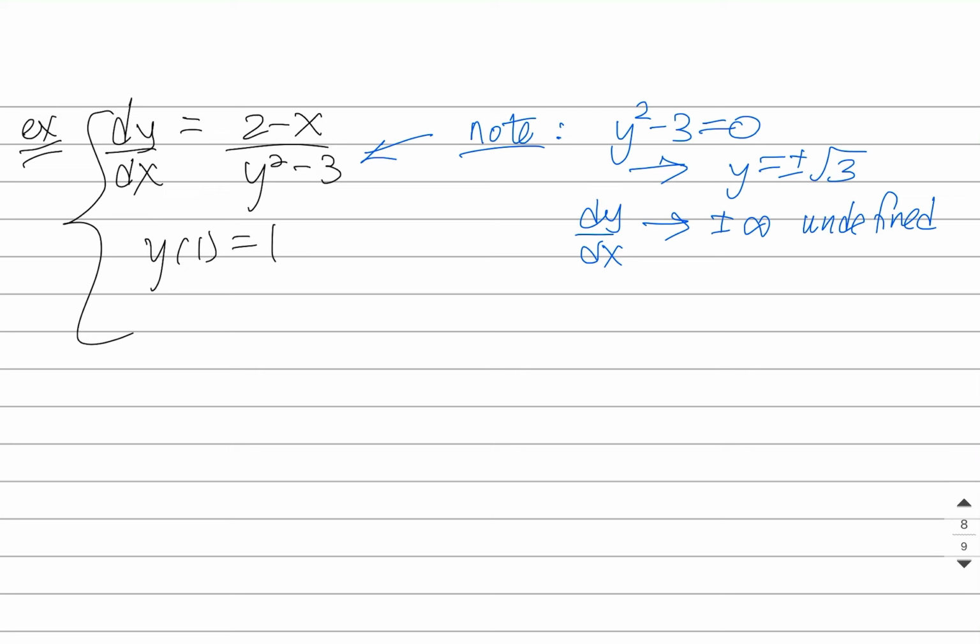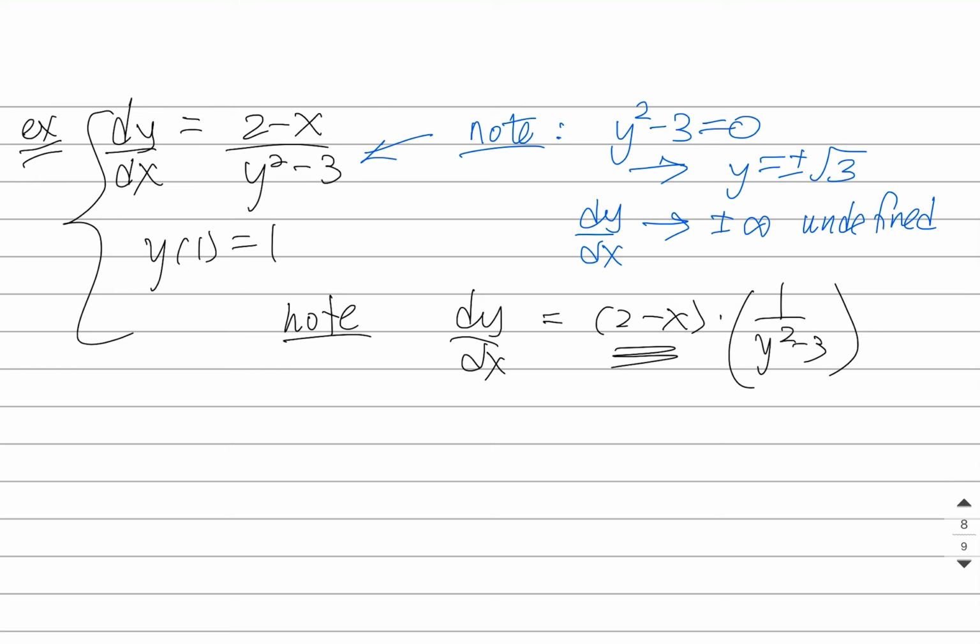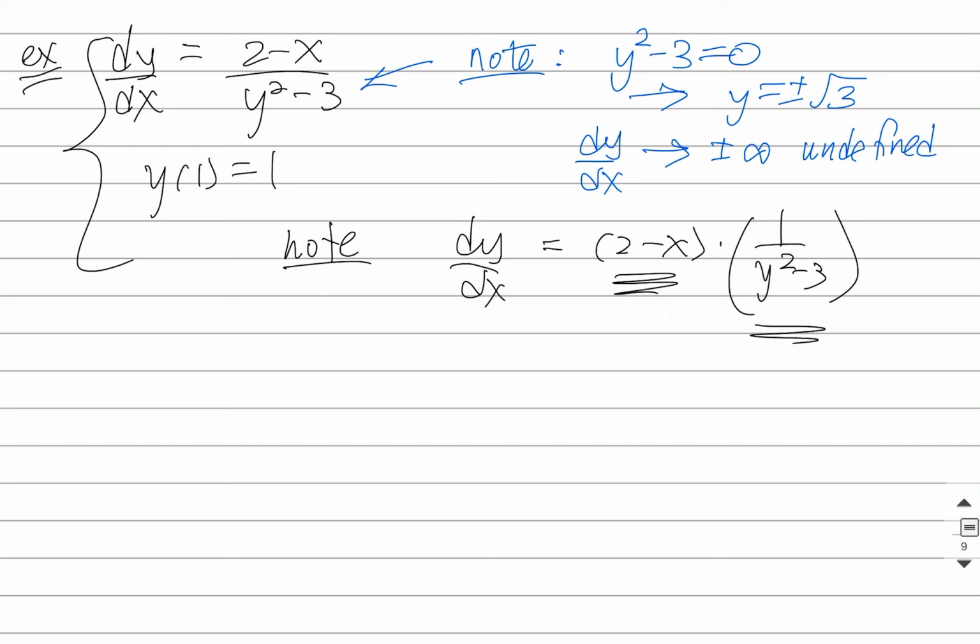We should also note that this is separable. dy/dx is (2 minus x) times 1 over (y squared minus 3). All the x dependence is separated as a product from all the y dependence. So we're ready to go. We can find this and determine what we need.